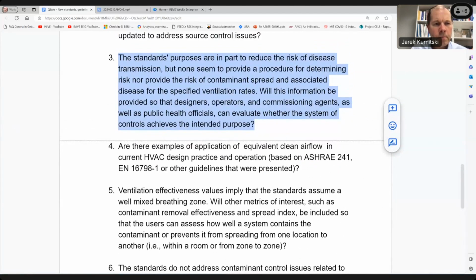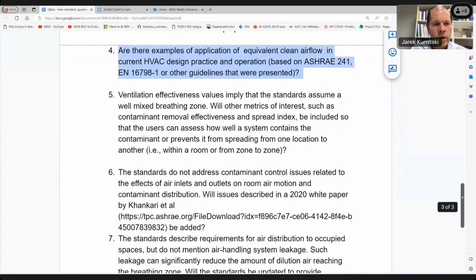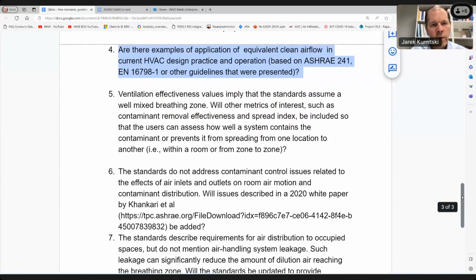Okay. Then a practical question. So are there examples of application of equivalent airflow in current HVAC design practice and operation? For example, based on HC 241 or the IN standard? Yeah, there are some examples provided in this REHVA guideline, what was shown in my slides. So this provides what is common design today in common spaces and comparison with infection risk-based ventilation rates.